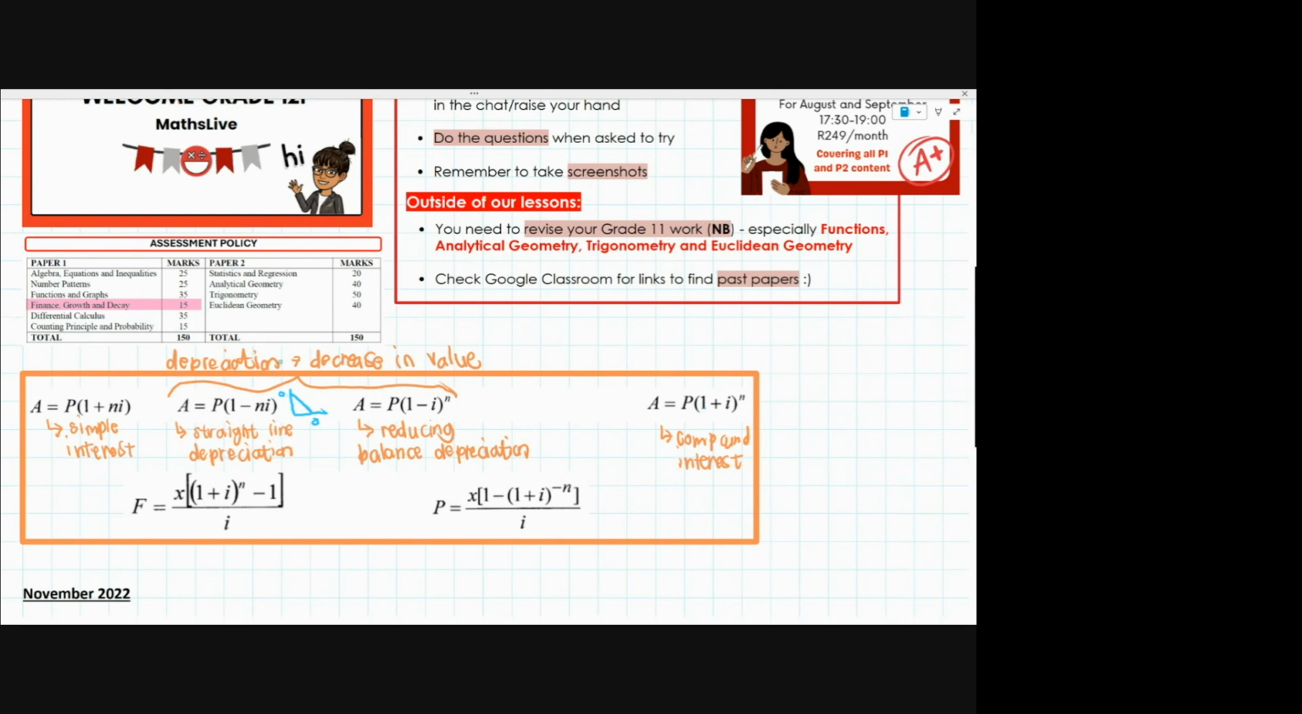So if a car, let's say, for example, was worth 250,000 Rand, straight line depreciation would eventually take it down to a zero value. That's not actually possible in real life. Anything is worth something, even if it's just a scrap value. And so often what we work with is reducing balance depreciation in real life, because that's more realistic. Your value will decrease and decrease and decrease, and get quite close to zero, but it will never be worth exactly zero. And so reducing balance depreciation is what we use in the real world.